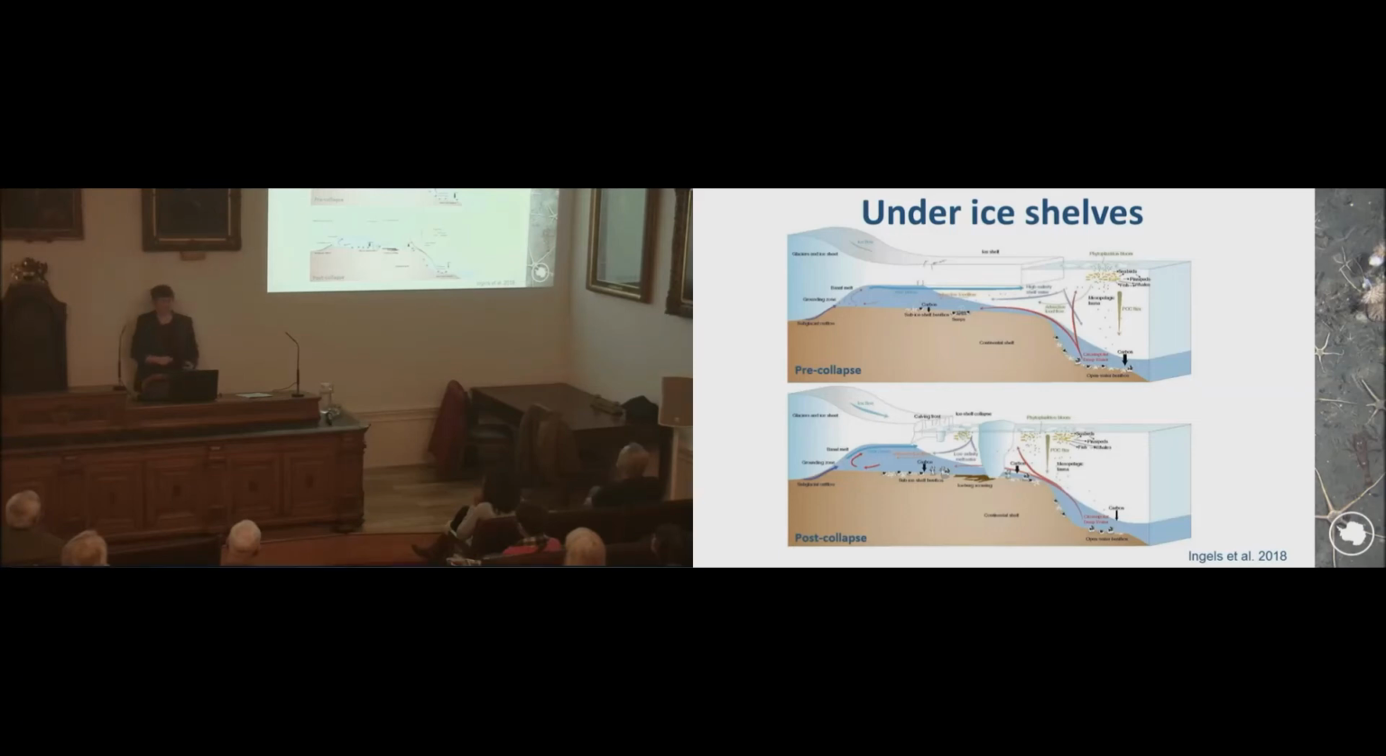And after the ice shelf collapsed, like we have seen it in various places in the Antarctic, the whole community that lived underneath it will be changing. But the changes are not only for the under ice shelf community, it's also for the deep sea community along the continental slope and in the deep sea basins, because the whole ecosystem is changing.